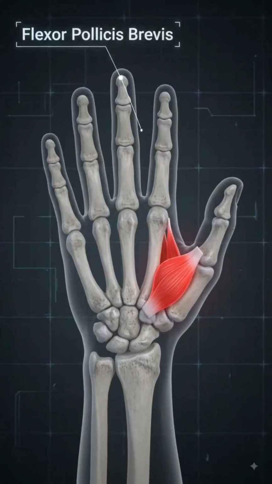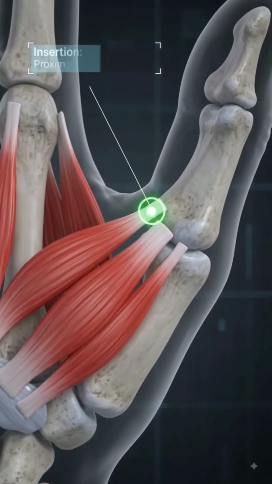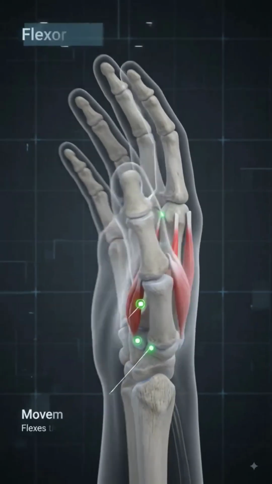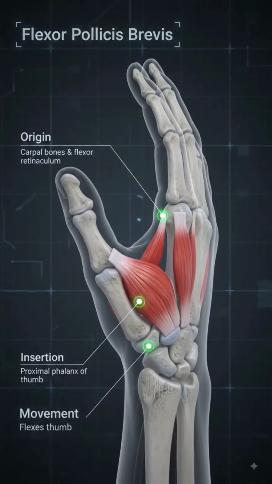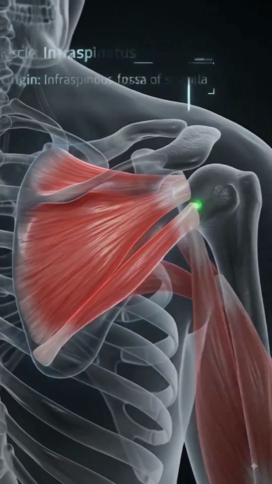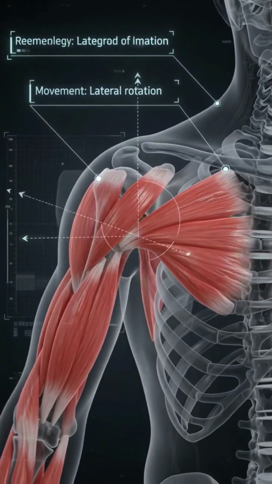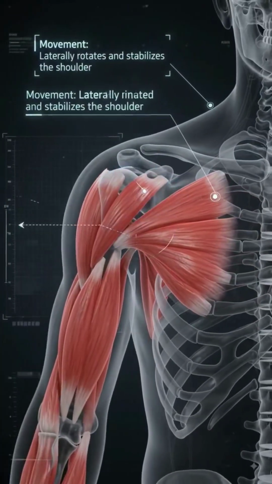Flexor pollicis brevis. Origin, carpal bones and flexor retinaculum. Insertion, proximal phalanx of the thumb. Movement, flexes the thumb. Infraspinatus. Origin, infraspinous fossa of scapula. Insertion, greater tubercle of humerus. Movement, laterally rotates and stabilizes the shoulder.